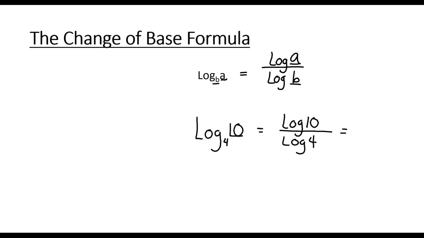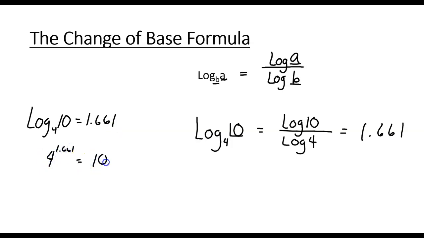All right, so log 10 divided by log 4. Remember how I said 1 was too small, 2 was too big, so the answer had to be somewhere in between? Well, here's the answer. I got 1.66. So that means log base 4 of 10 is 1.661. In other words, 4 to the 1.661 power is approximately 10. I'm saying approximately because I had to round, but there it is.